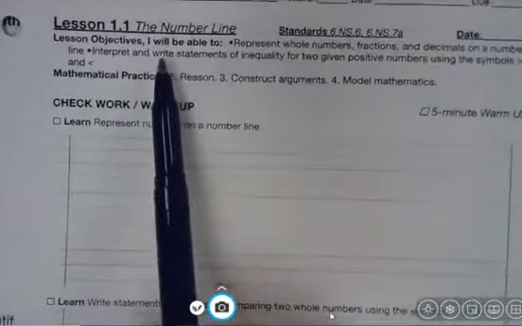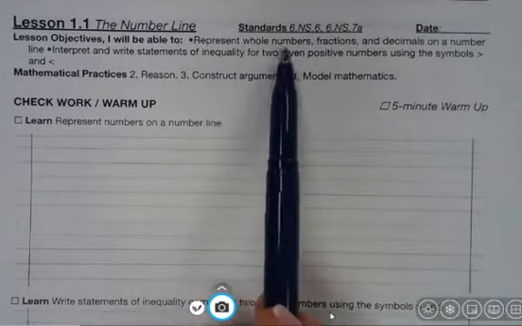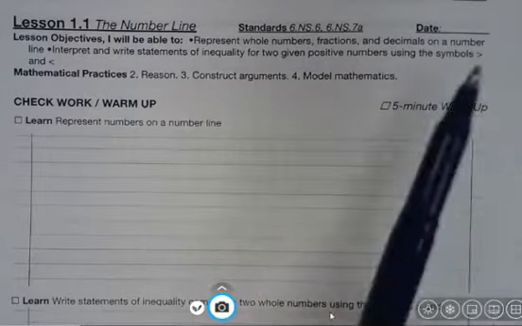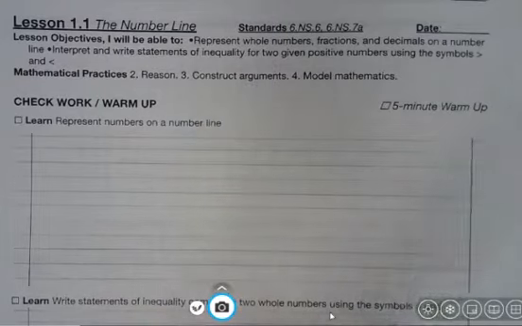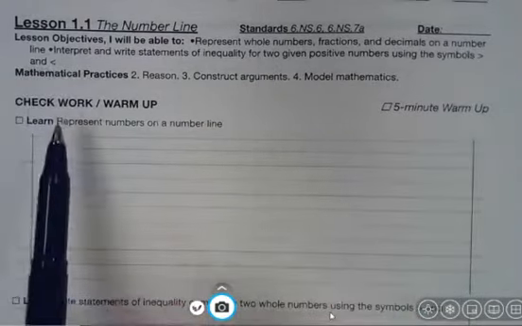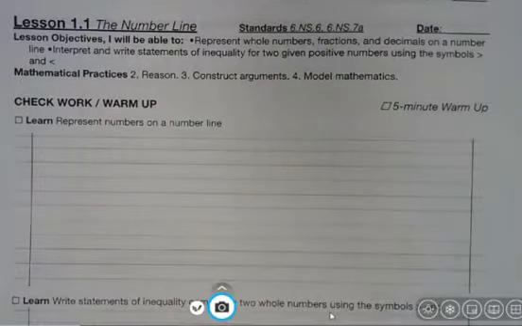And then we're going to go over and start lesson 1, which is over the number line. We're going to be able to represent whole numbers, fractions, and decimals on a number line. Interpret and write statements of inequality for two given positive numbers using the symbols greater than and less than. We'll be able to reason through, construct arguments, and model mathematics.